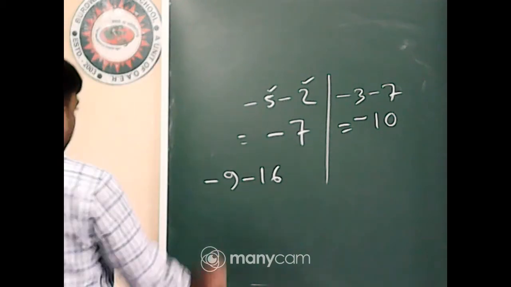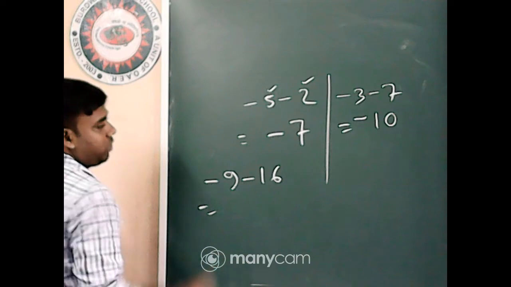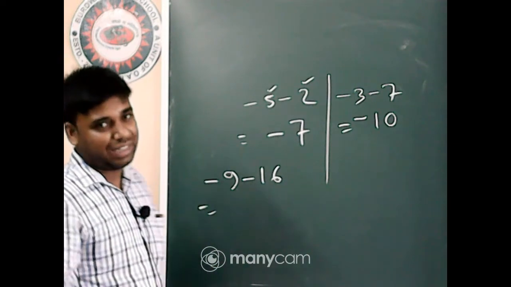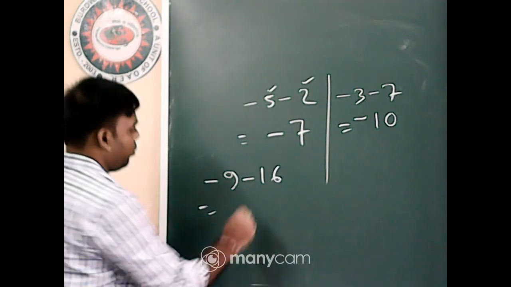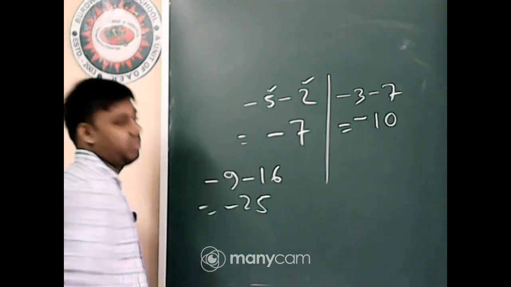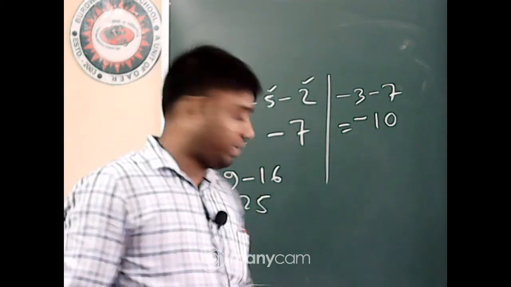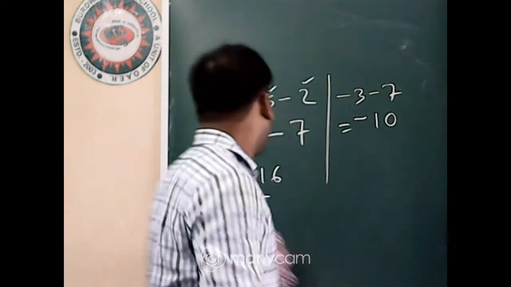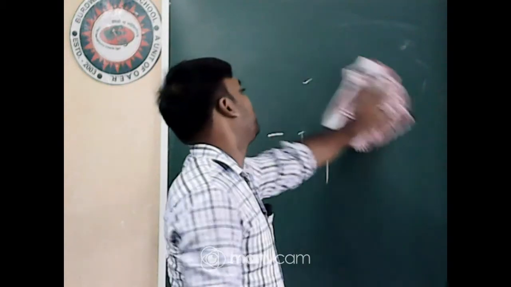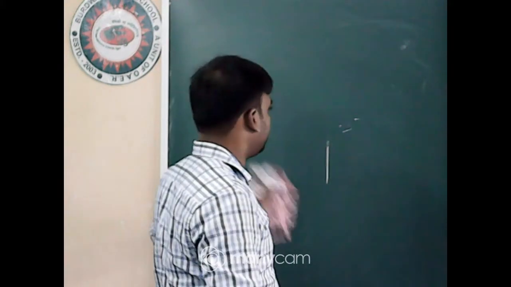So minus 9 and minus 16. Same sign means add: 16 plus 9, 25. What is the sign? Minus. Got it? So minus 25 is the right answer. So we have discussed when the numbers are in the same sign.